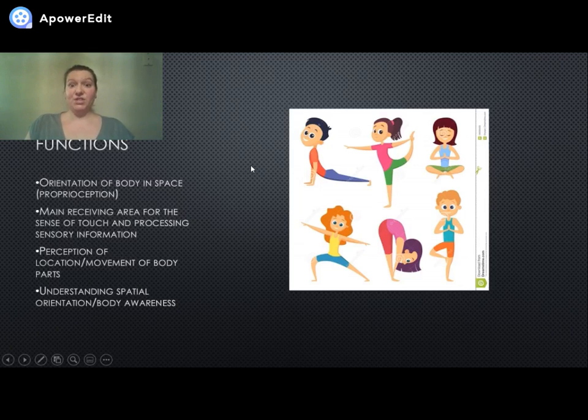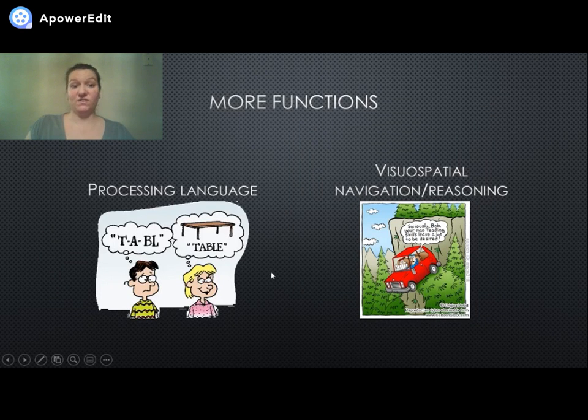And then some of the functions of the parietal lobe is the orientation of our bodies in space, which is proprioception. It's also the main receiving area for the sense of touch and is involved in processing sensory information. It's involved in the perception of location and the movement of our body parts. It's involved in understanding spatial orientation and our body awareness. And it's also involved in processing language and visuospatial navigation reasoning. Some examples of those are being able to read a map, follow directions, or not trip over an object.